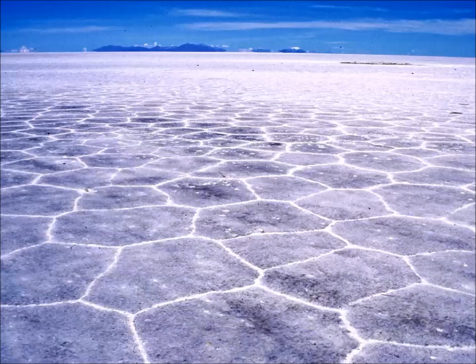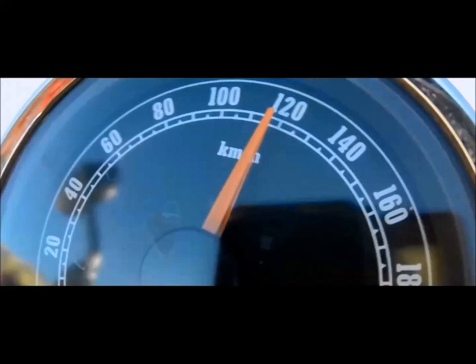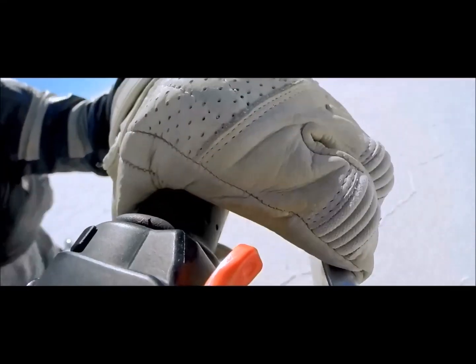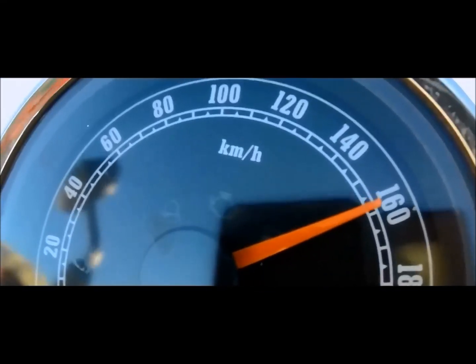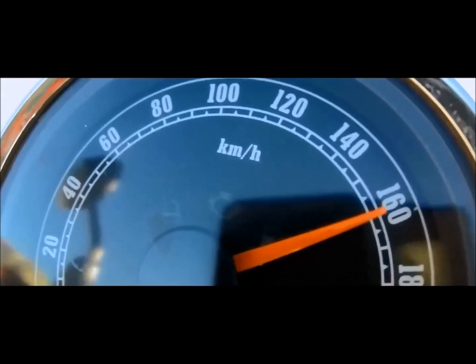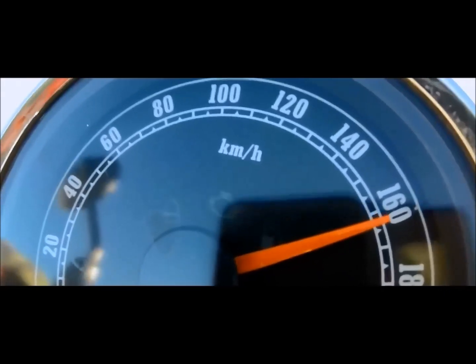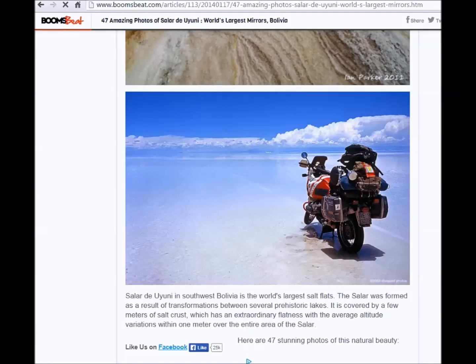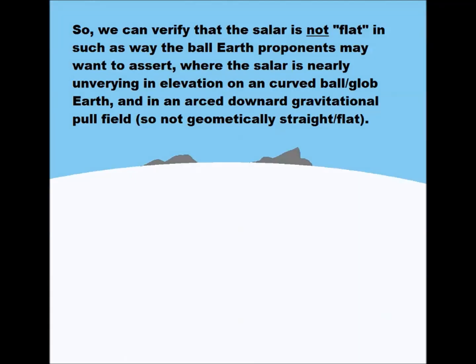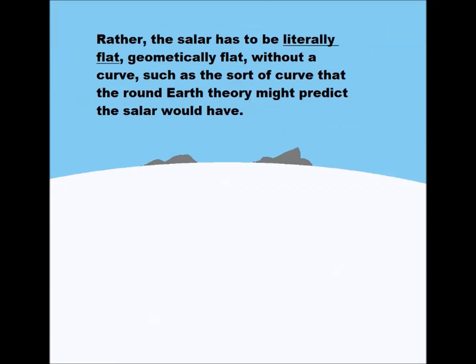Look at these pictures. You can see people riding motorcycles very fast because that's how flat it is. And here's a picture of somebody riding. You can ride a motorcycle through the water. The water often forms a thin layer. So we can verify that the salar is geometrically flat, not smooth on a curved surface. This doesn't prove the Earth is flat or something. This is just about the salar.